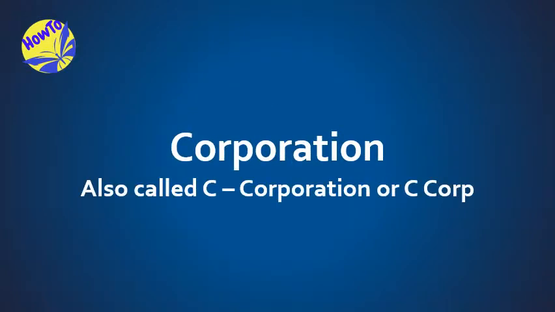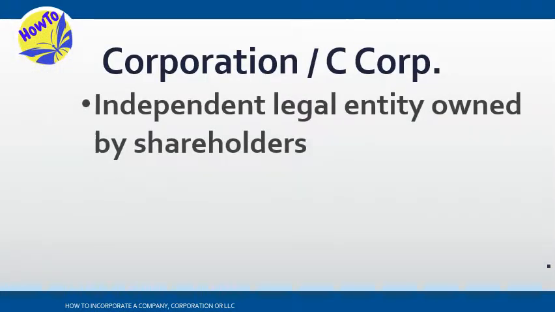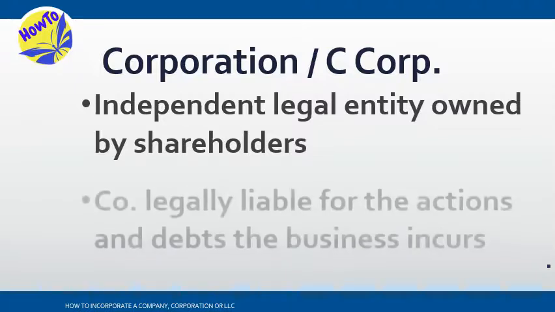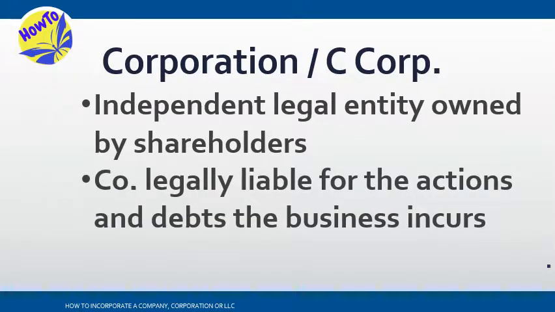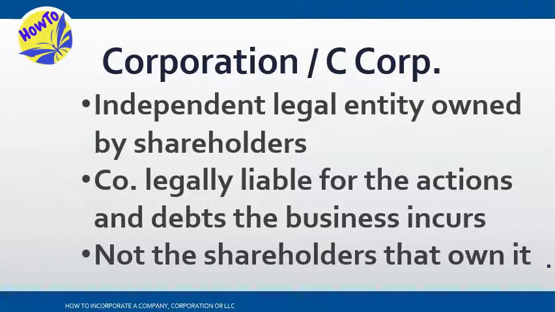First we'll cover is corporation. It's also called C corporation or C corp. A corporation is an independent legal entity which is owned by its shareholders. It's legally liable for the actions and debts the business incurs, and not the shareholders that own it.